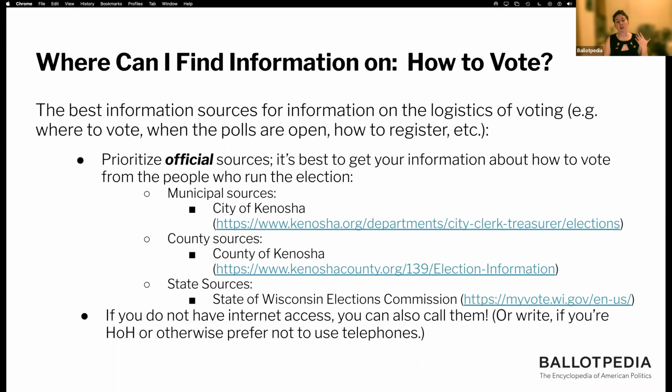So you can go online. If you prefer to use social media accounts to follow them, you can do that. You can go to websites. If you don't have internet access, or you just don't like doing things that way, you can also call, or you can write them if you're hard of hearing or you can't use telephones. They will have that information available to you.